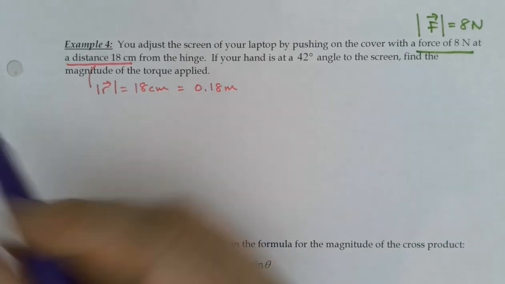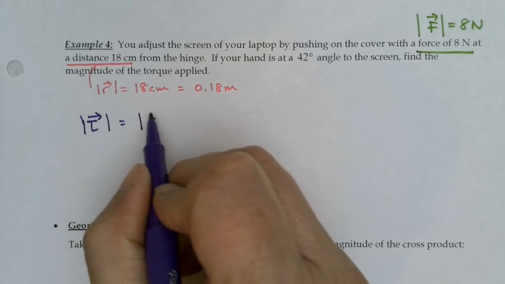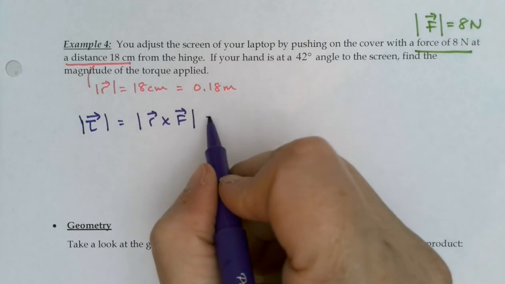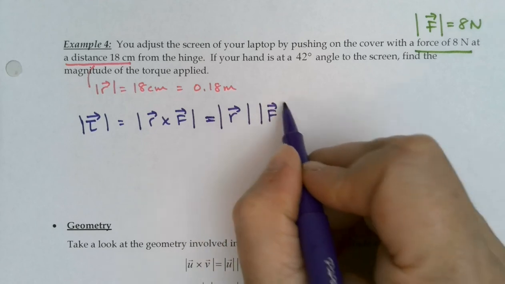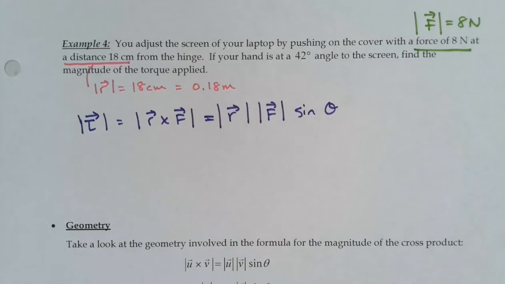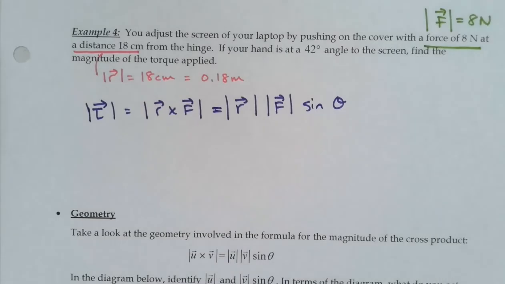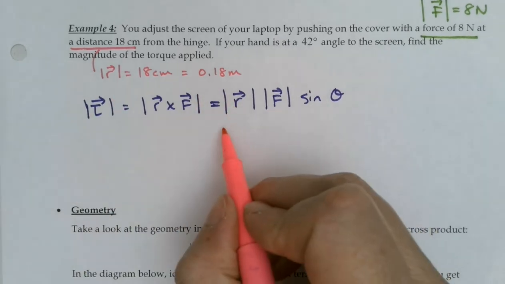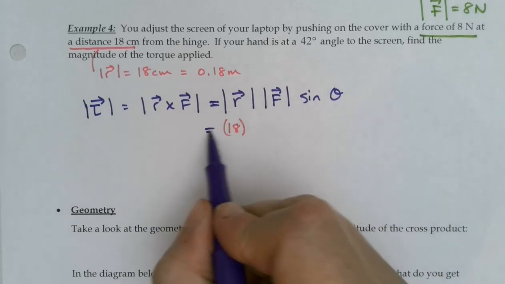All right, so then the magnitude of the torque vector is r crossed with f. The magnitude of r crossed with f, which we know by definition is the magnitude of r, the magnitude of f, the force, times the sine of the angle that's between them. That goes back to the definition right here of the magnitude of torque. They gave me all the pieces I need for that. I know that the magnitude of my radius vector is 18 centimeters, or 0.18. Either way will work. It'll just change my unit at the end.